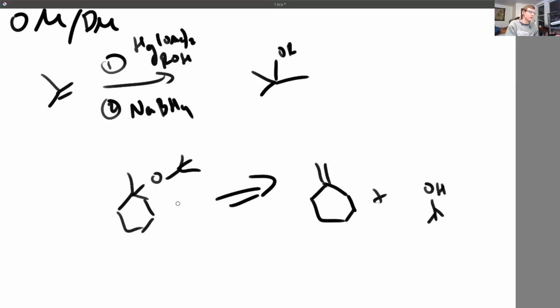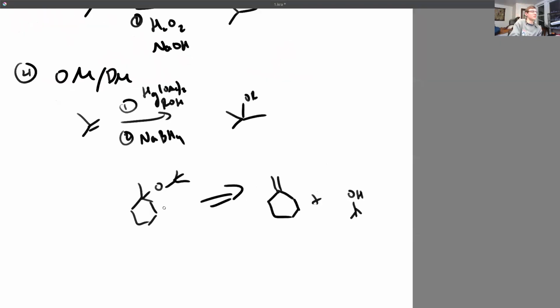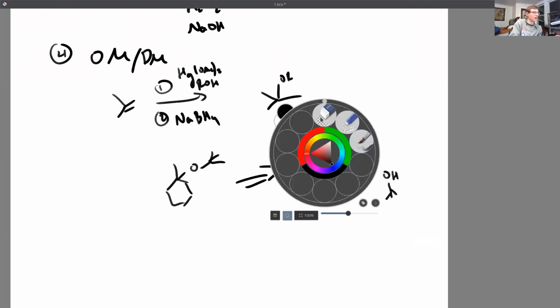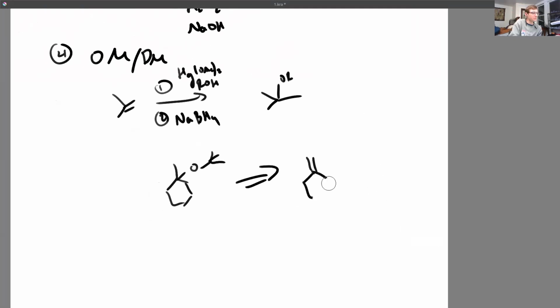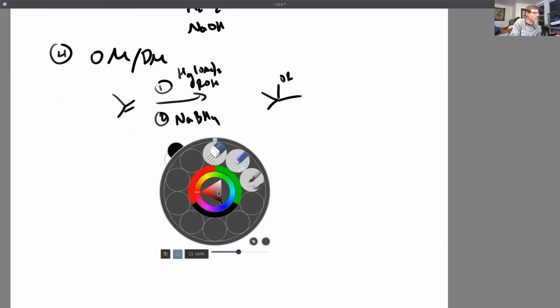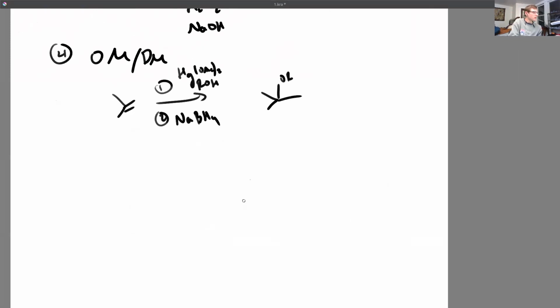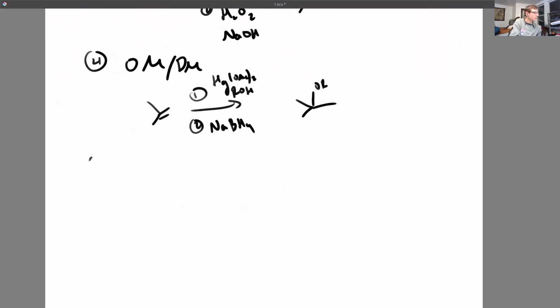So, excellent. That is also a great reaction. And it doesn't just make alcohols, it's better than that. Okay. Great. Any other thoughts about reactions that make alcohols?